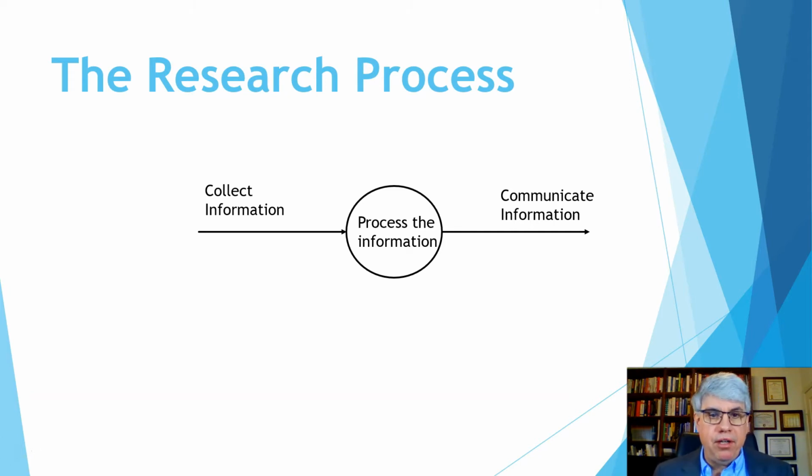So we're going to be focusing on this collecting information. How do we design research so that we can tell that one thing causes something else? And we're going to see that it's especially associated with random assignment to two different conditions. Then, once again, we'll have to process the information and communicate the information.